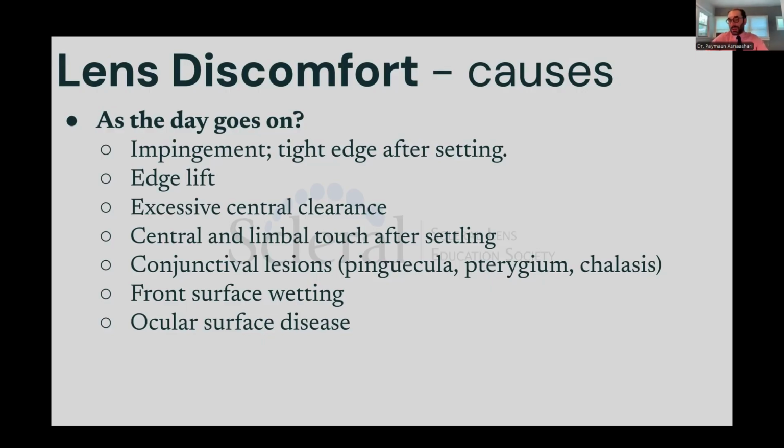Also could be due to ocular surface disease. There's a lot of patients that we see that have potentially forms of ocular surface disease, and so you want to look to identify it or potentially address it while you're fitting these type of patients. And if they're complaining of lens discomfort as the day goes on, look for ocular surface disease. It might be something that we may need to manage as we're fitting this lens.